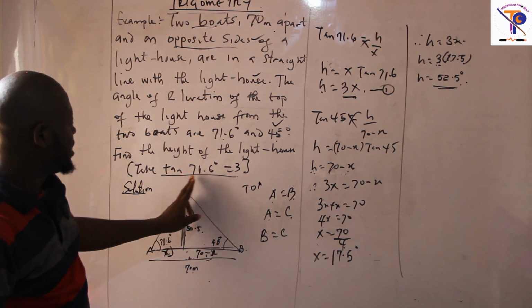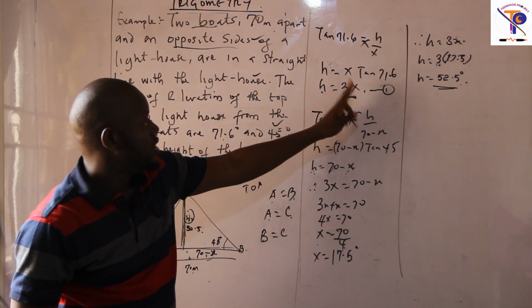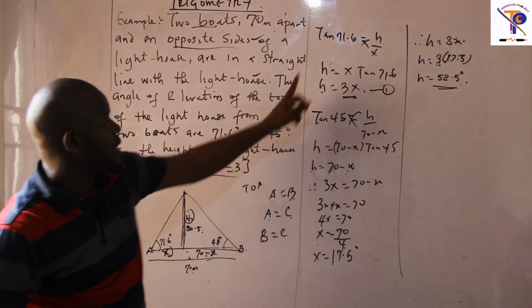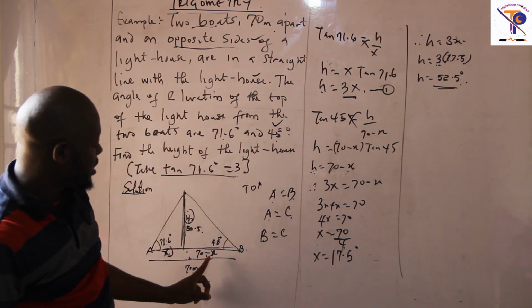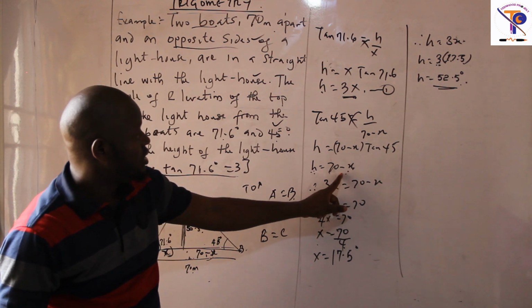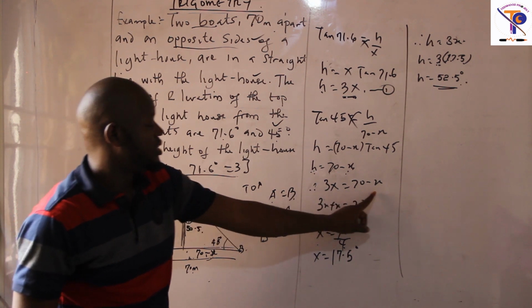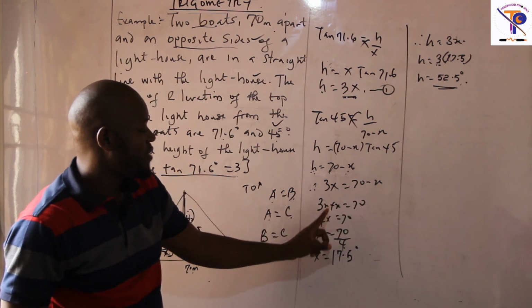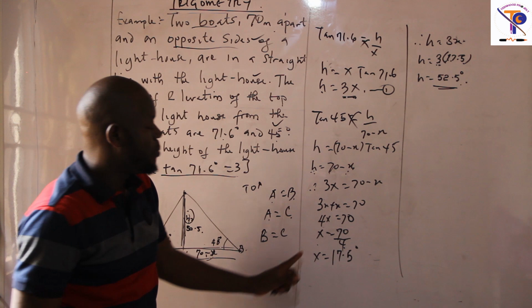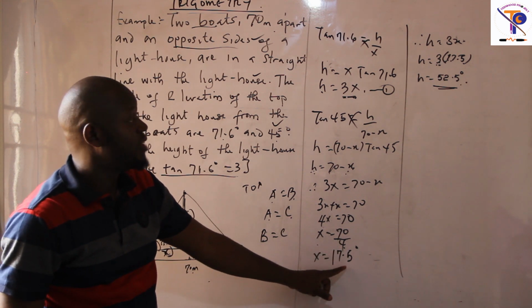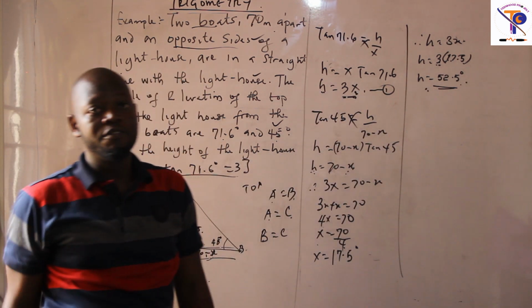So we have tan 71.6, which is what we used here. Once we have our two equations, h over x and h over 70 minus x, cross multiplying, we have this and this. I equated them because h is equal to h. Sending this to this side, I had 4x equal to 70. By dividing through by 4, I got 17.5. If I send 17.5 back to my x, I will get my h. That was what I did here finally.